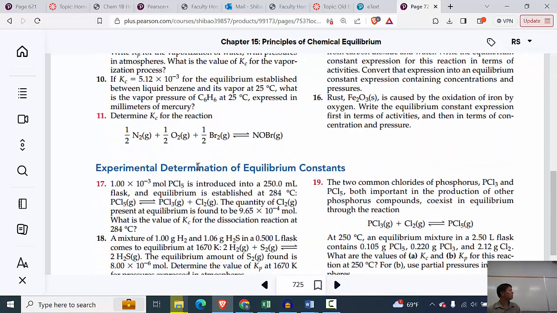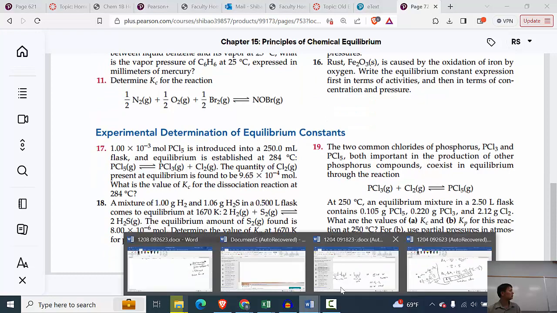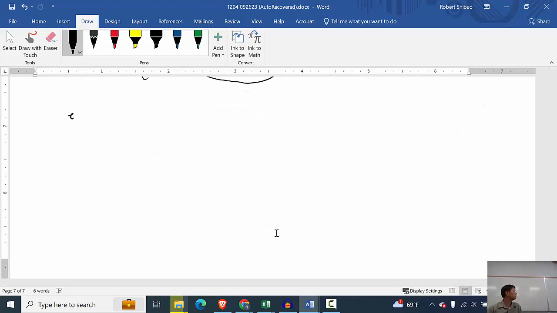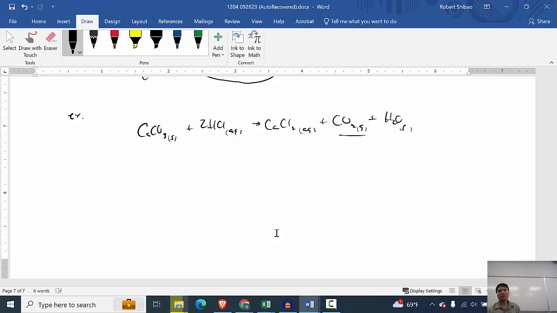Let me give you an example of one that is going to be mixed. So if we look at calcium carbonate, which is solid, plus 2 HCl aqueous, this is going to go to calcium chloride, which is aqueous, plus CO2 gas, plus H2O liquid. So if we try to do this as a KP, the only gas we have is this. So KP is not going to work.